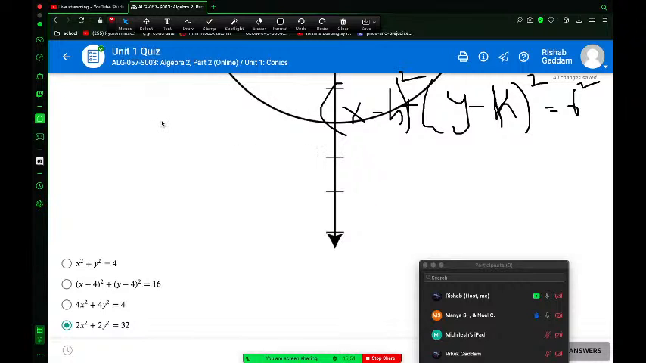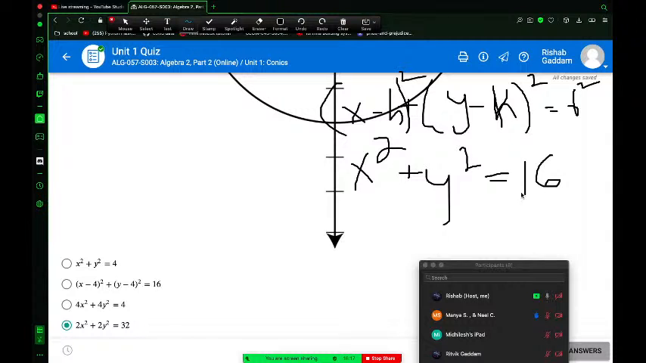Manya's right. Because if you see here, the center is h comma k, and x minus 0 is still x, so you have x squared. Then you have y minus 0, which is still y, so you still have y squared, and you have a plus between them. And this is all equal to 4 squared, which is 16. But as you can see, there's no answer like this, but this is still the correct answer.